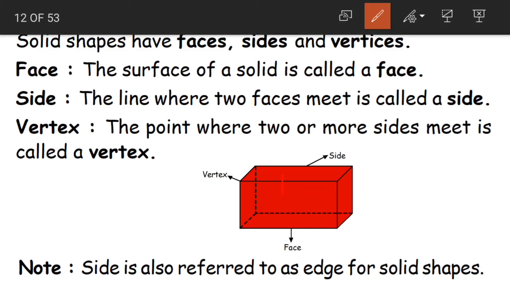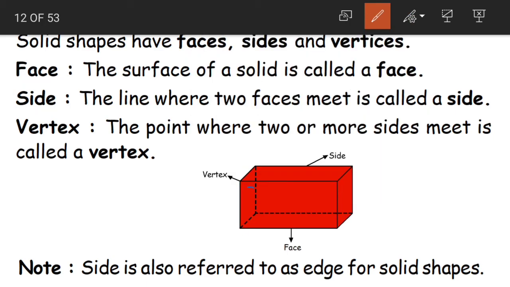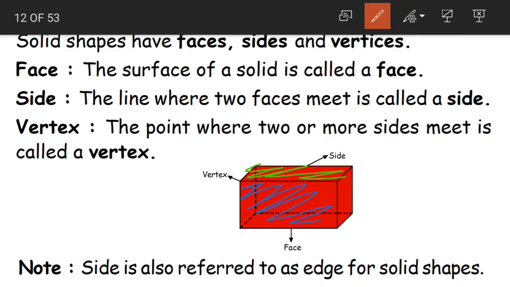Now what is the side? We already know the line. The lines that we are drawing here. We'll take another color. 1, 2, 3, 4, 5, 6, 7, 8, 9, 10, 11, 12. Count the total number of lines. You will get the total number of sides. The line where two faces meet is called a side. For example, see, this would be one face and this will be another face, another flat surface. Where are these two meeting? These two faces are meeting here. So that will be a side. The line where two faces meet is called a side, children.